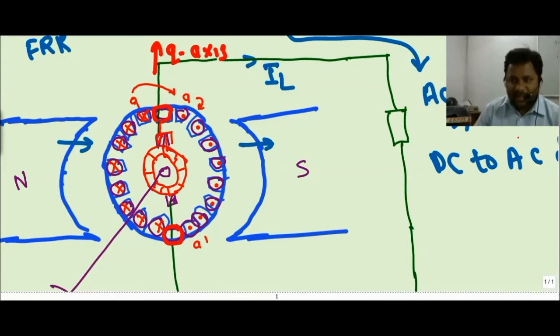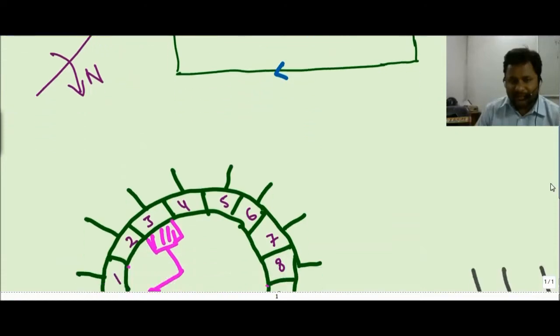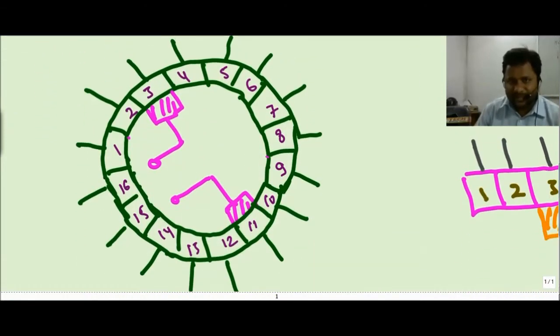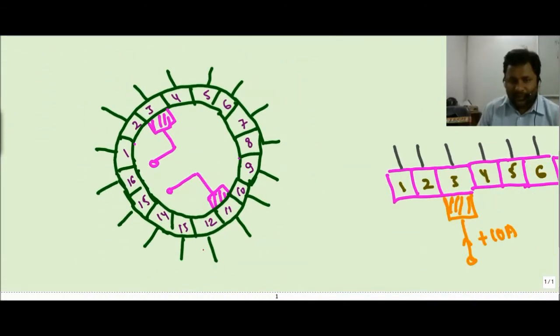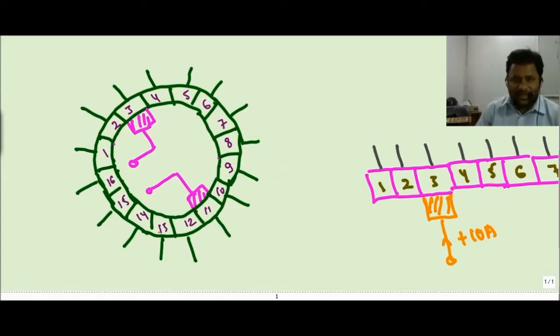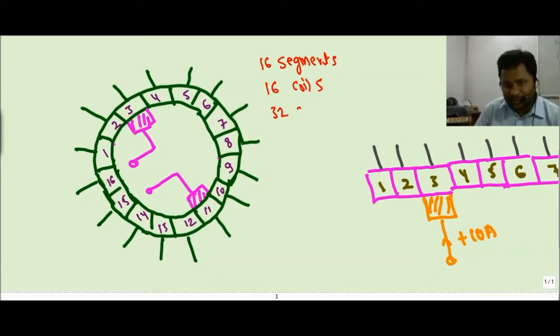It can be easily understood by seeing this kind of diagram. Let us suppose we have 16 coils, with 16 segments. We know that the number of segments should be equal to the number of commutating coils. So there are 16 coils and 32 conductors. This is our example.